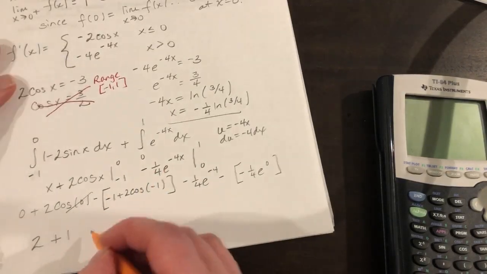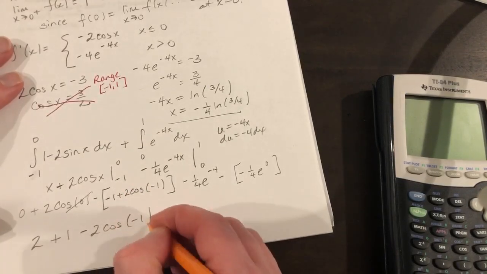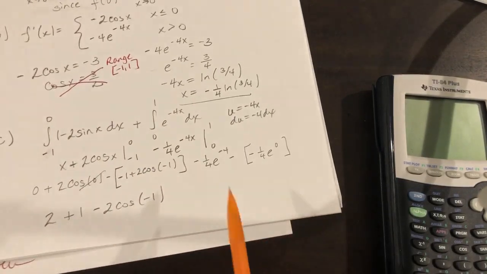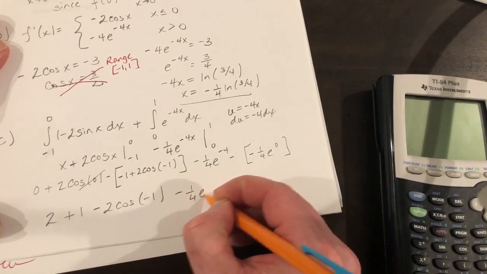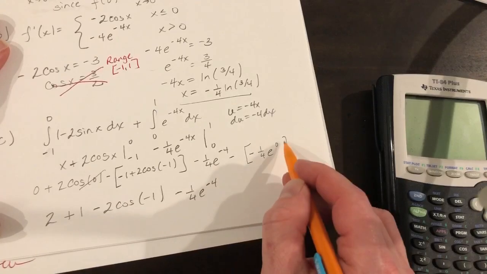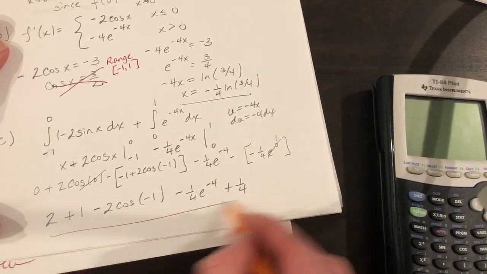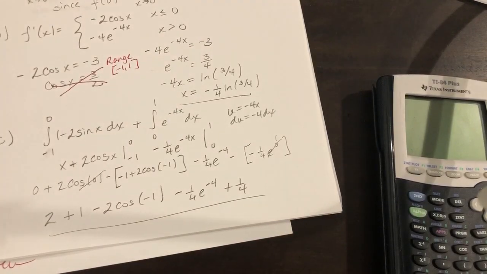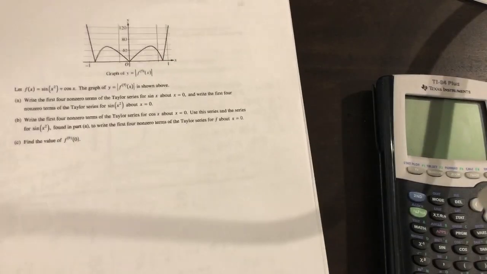Okay, then minus 2 cosine of negative 1. Now, cosine of negative 1 isn't on your trig chart, so we're just going to leave it like that. Minus 1/4 e to the negative 4. E to the 0 is 1. We're just going to leave it like that, and that's perfectly acceptable. That's considered algebra.